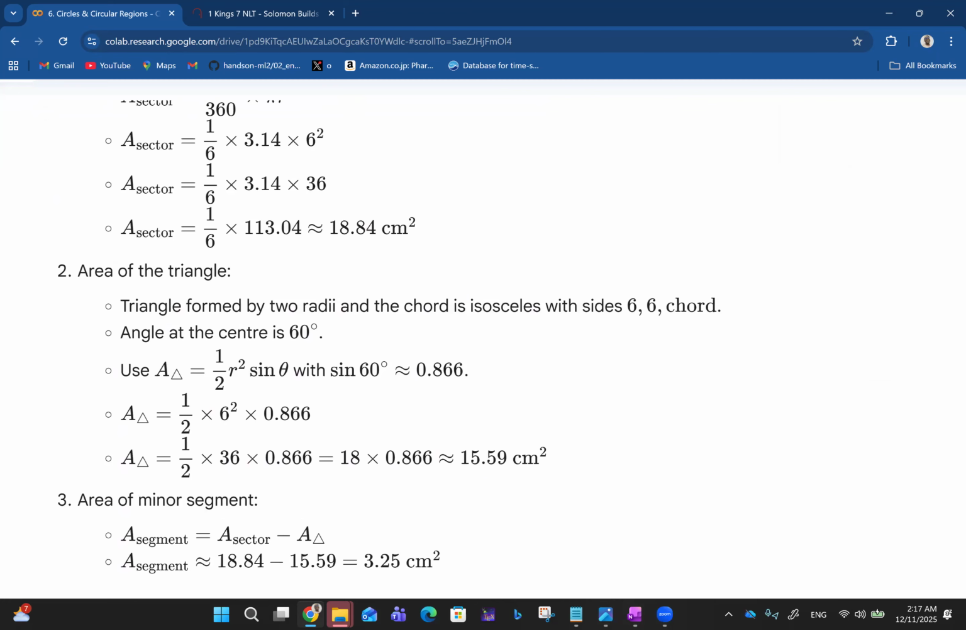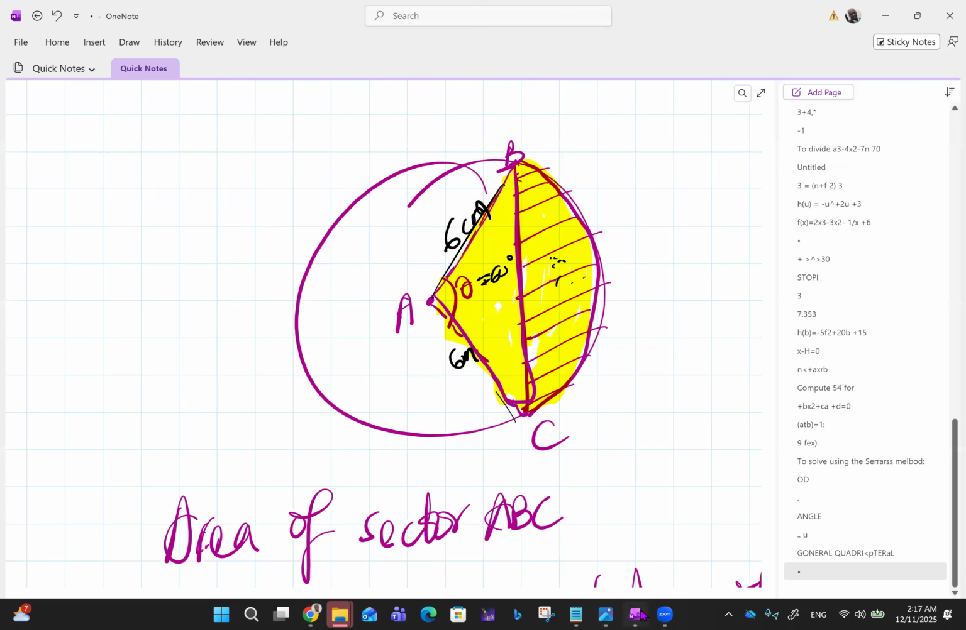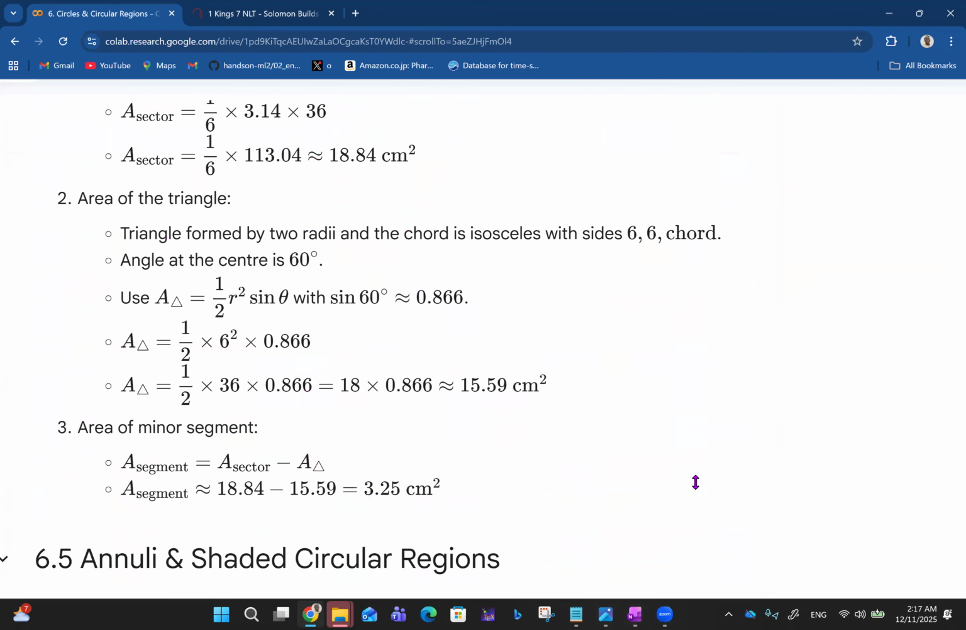So with that in place, we know that the area of the minor segment is the area of the sector minus the area of the triangle. That's 18.84 that we got here minus 15.59, which is 3.25 centimeters squared. So the area of this place can now be said to be 3.25 centimeters squared, based on this information. And if you find the area of this minor segment to be 3.25 centimeters squared, just subtract this 3.25 from the area of the whole circle, and you will get the area of the major segment. So it goes on like that.